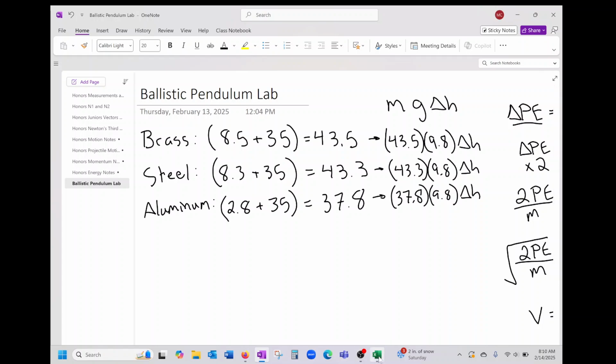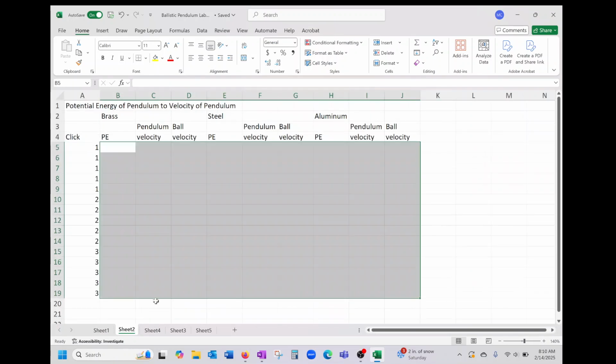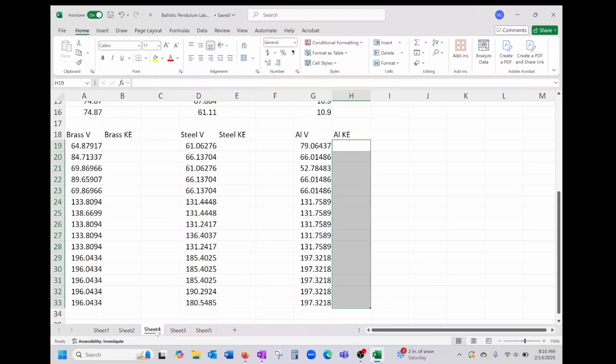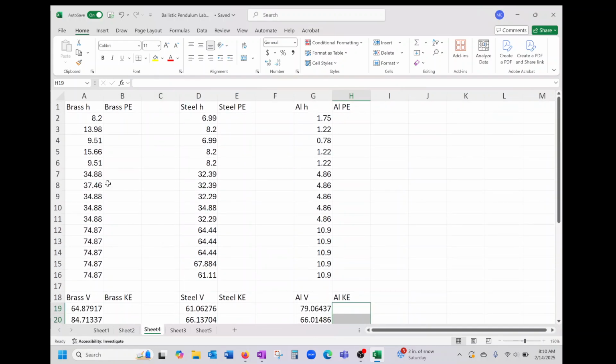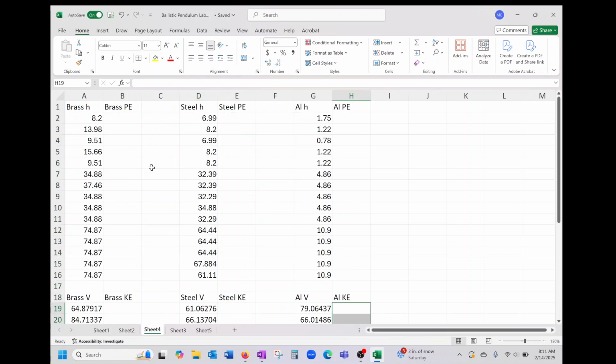So if we go back to our sheet, what we can do is make another sheet, and this is going to calculate our potential energies. What I did was I went to sheet 1, started with brass, highlighted this data, copied and pasted it into this sheet. So this is a new sheet. You'll have to make this one if you want to do the math in Excel. So here are your heights, and I copied over the brass, the steel, and the aluminum.